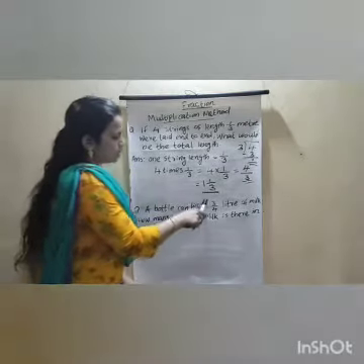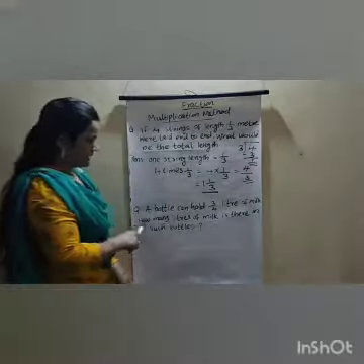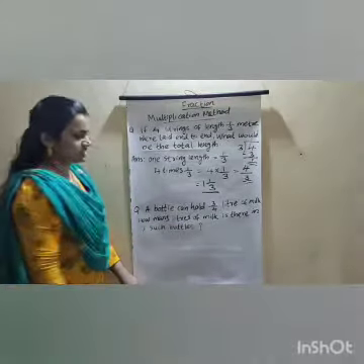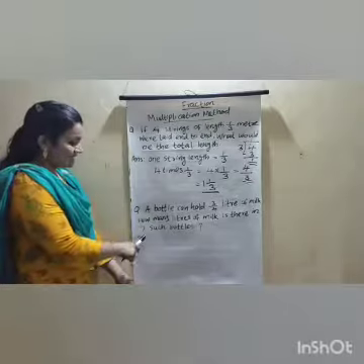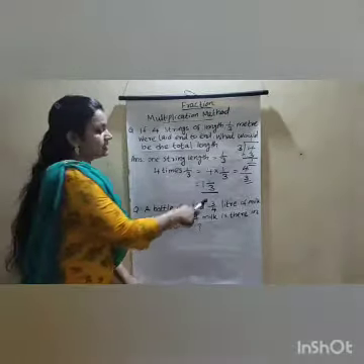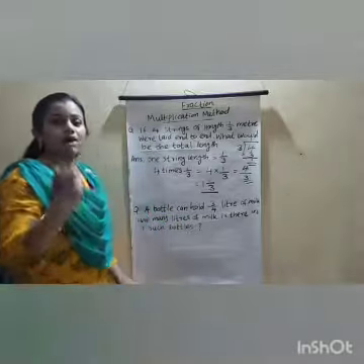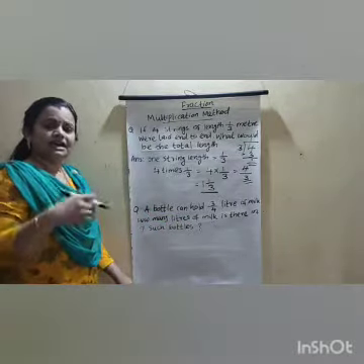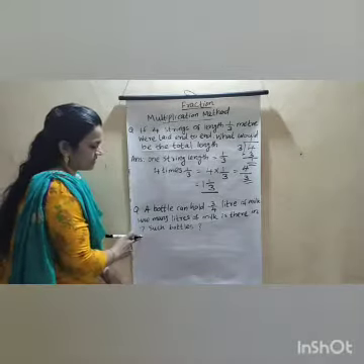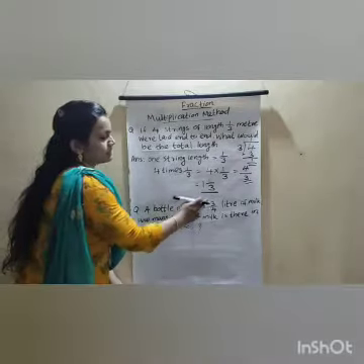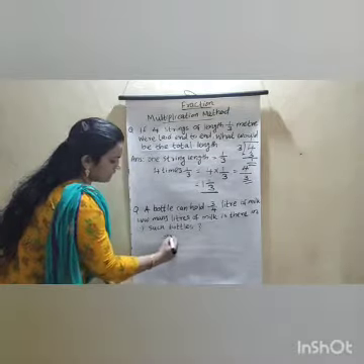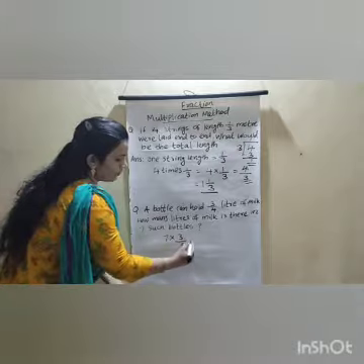A bottle can hold 3 by 4 liters of milk. How many liters of milk are there in 7 such bottles? How many bottles? 7 bottles. Then one bottle can hold how many liters? 3 by 4 liters. Then how do we find the answer? We can do direct multiplication. So we take 7 times 3 by 4, so we can write 7 into 3 by 4.